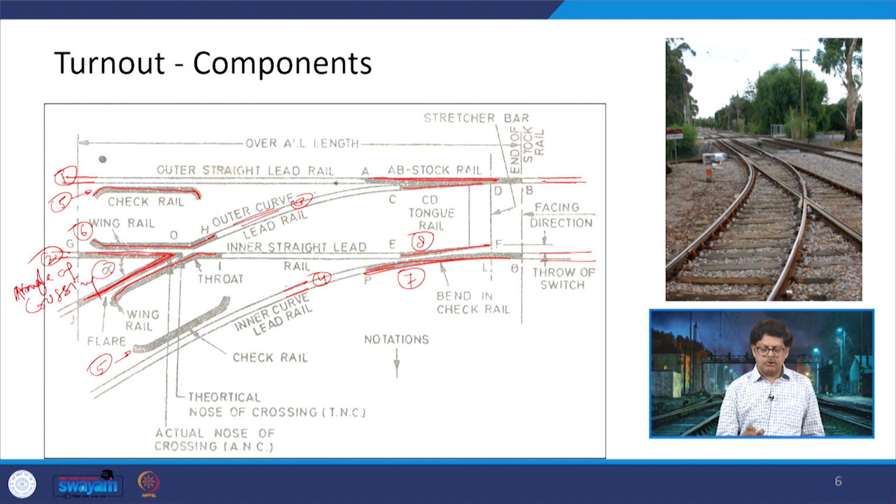Now, these 2 tongue rails, that is this one and this, are both tongue rails, and here this is also a stock rail. These 2 tongue rails have been connected by these bars, known as stretcher bars. So, this is another component being provided here. So, these are more or less all the components which are there on a turnout. We have looked at those components in this particular diagram. Now, we will be talking about all of these one by one.